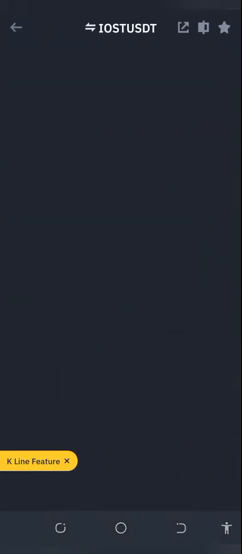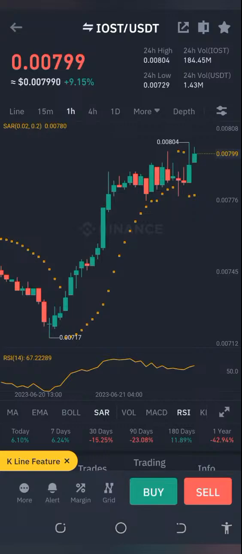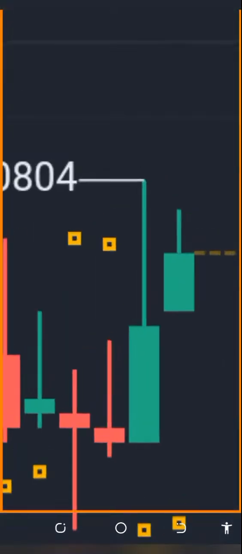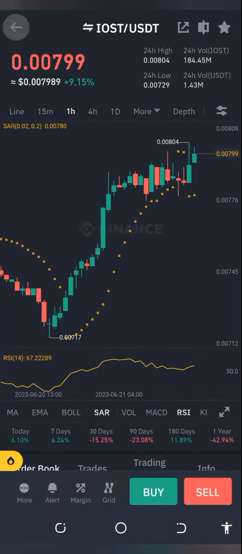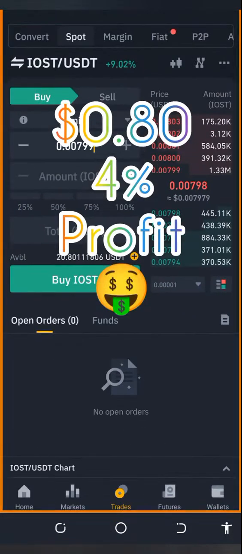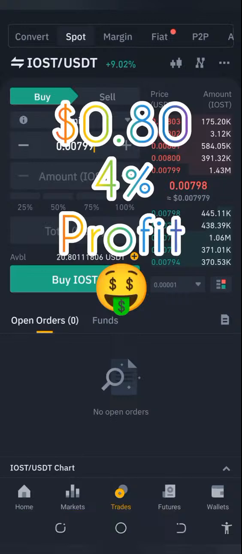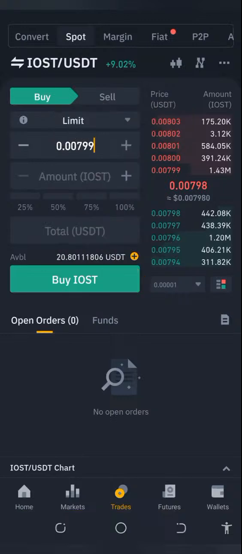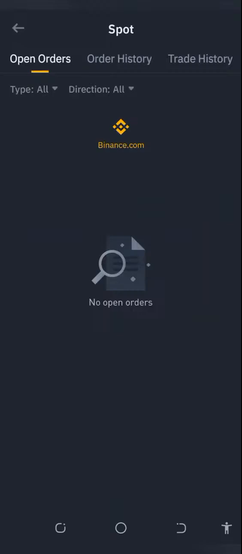Wow, what happened to IUSD? It went all the way up. Look at this. Something actually happened. Wow, but that actually favored us, really, because now we've been able to make 80 cents over our $20. Oh my gosh, this is beautiful. Yeah, let's go and check what happened here.